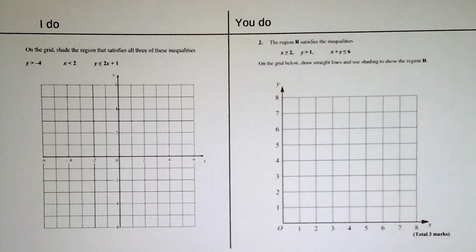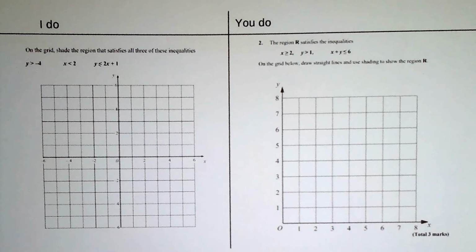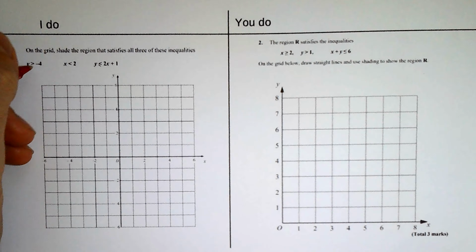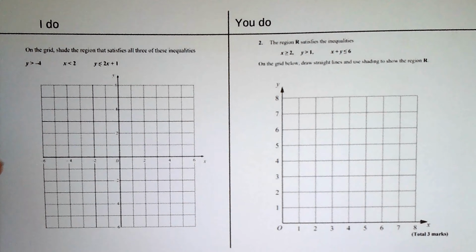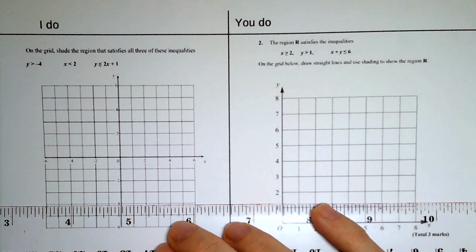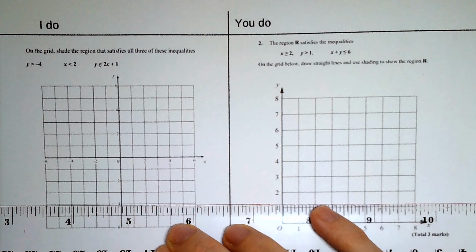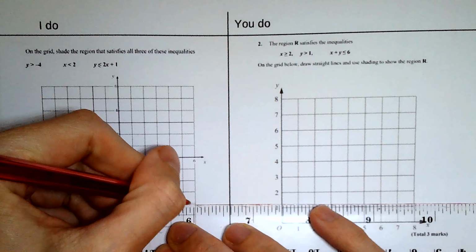Hi everyone, so for this first question, what we need to draw is y is greater than -4. We need to draw the line y is equal to -4. Now because it doesn't have the second line underneath, because it's not y is greater than or equal to -4, it can't be on the line, so you draw that line going through your y-axis as a dashed line.